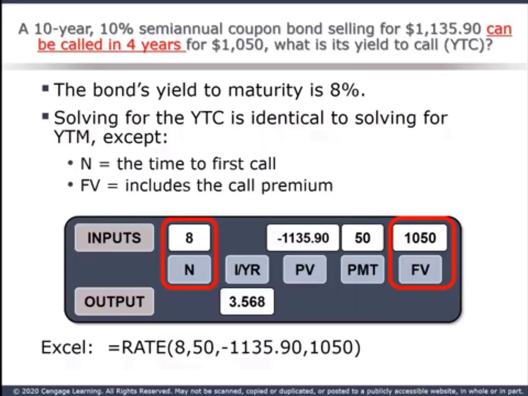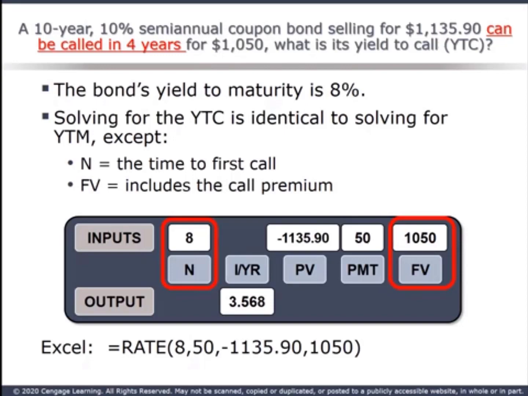In our example, we have a 10-year, 10% semi-annual coupon bond selling for $1135.90. It can be called in 4 years for $1050. Yield to maturity is 8%. So solving for yield to call, N is 8, 4 years to the first call times 2. Present value is a negative $1135.90, the current bond price. Payment is $50. Future value times the coupon rate divided by 2, or 1,000 times 10% divided by 2. Future value is the call price, $1050.